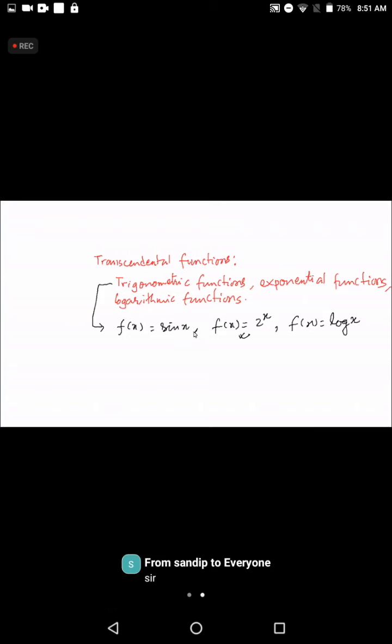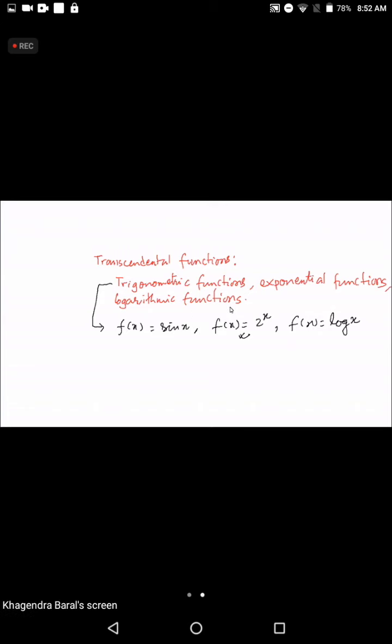These are transcendental functions, and particularly we can say that it is a trigonometric function. The function which is in the form of trigonometric ratios of unknown angles is known as a trigonometric function. So f of x is equal to sine x is a trigonometric function. The function in the form f of x is equal to e to the power x is known as an exponential function, and the function in the form f of x is equal to log x, or we can say ln x, these are the logarithmic functions, and these functions are the transcendental functions. Okay, now we come to the next.